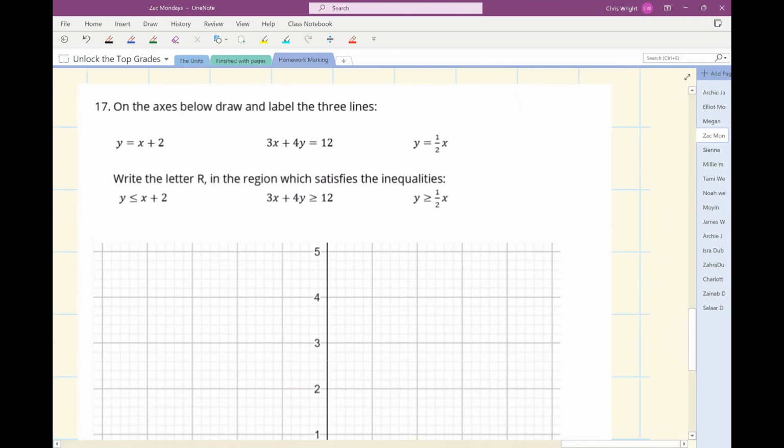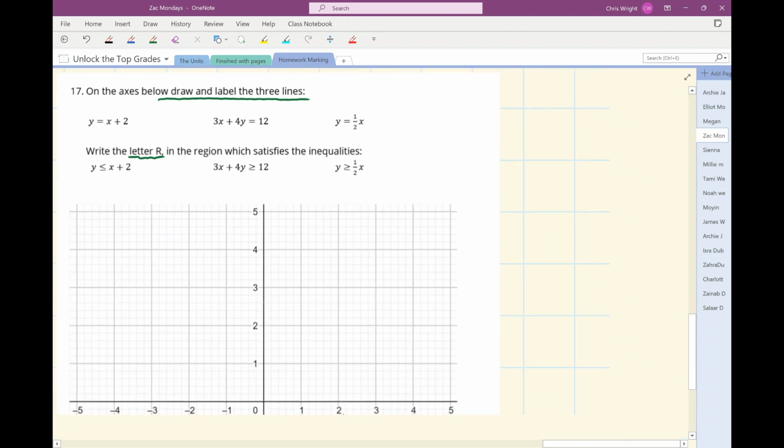Now, on the axis below, we've got to draw and label the three lines. And then we're going to have to identify the region R. Let's first of all draw and label the three lines. Now, the first of these is y equals x plus 2.